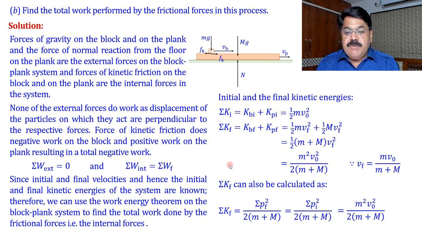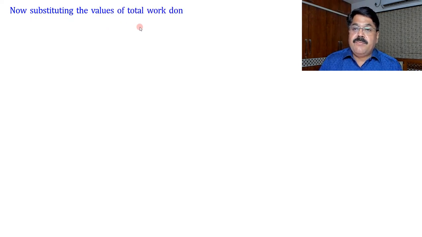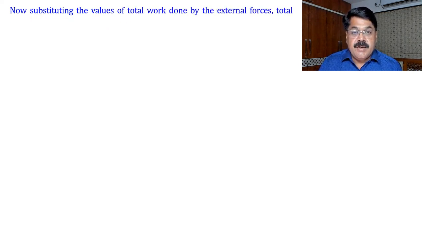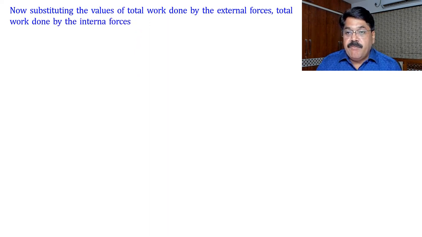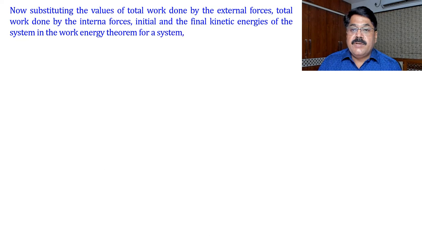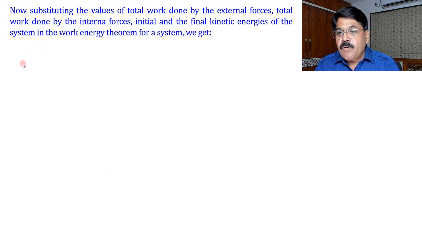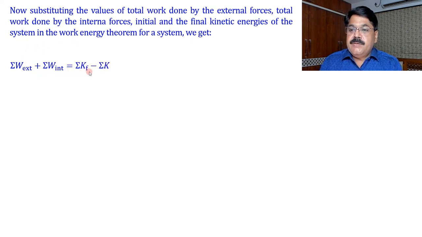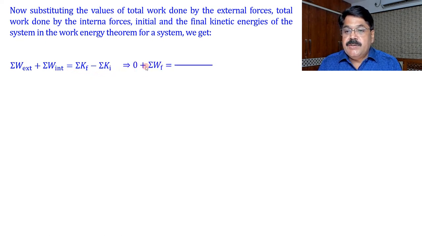Now we substitute these values in the work energy theorem for the system and find the total work done by frictional forces. So now substituting the values of total work done by the external forces, that is 0, total work done by the internal forces, that is equal to work done by friction, and the initial and final kinetic energies of the system in the work energy theorem for the system, we get the following. What the theorem is: summation W external plus summation W internal is equal to summation K final minus summation K initial. So let us substitute the values. So that was 0. It is work done by friction.